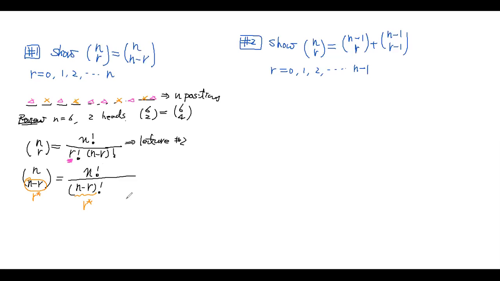Okay, so now in here, this is n minus r, so this is n minus r factorial, correct? If you use this new notation, this is n minus r star, right? So try to match lecture number 2. This one is easy. This is n factorial, and this is n minus r factorial.